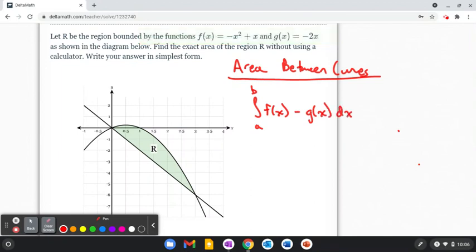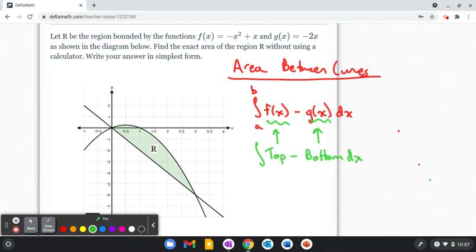We illustrated that no matter where these curves are in relation to the x-axis, whether they're both above, both below, or one's above and one's below, this works out to give us the area. In simpler terms, I like to refer to the first function as our top function, and the other function as the bottom function. So really you just think of it as the integral of the top minus the bottom. That's how I look at it.